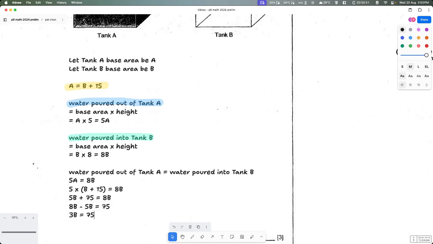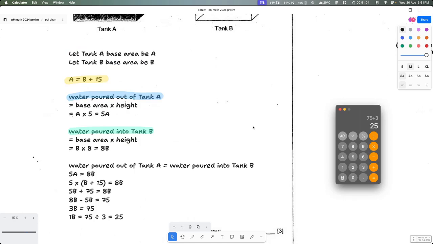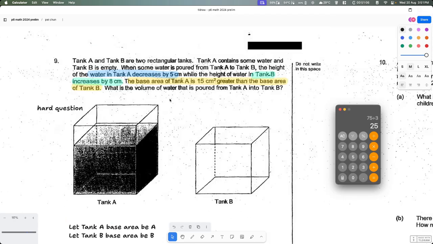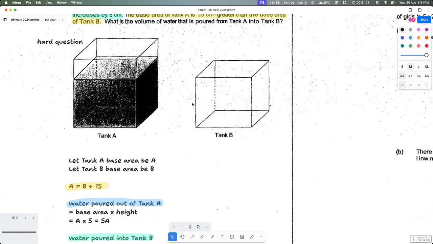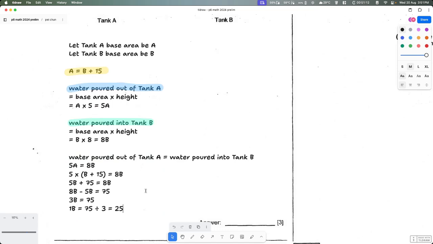So 3B is equal to 75. 1B is equal to 75 divided by 3, and this will give you 25. Double check, divided by 3, this will be 25. Now we know what 1B is. So we want to get the volume of water that's poured from tank A into tank B.